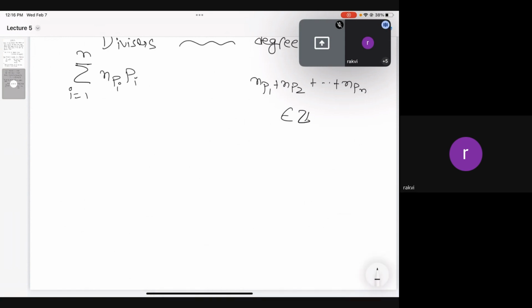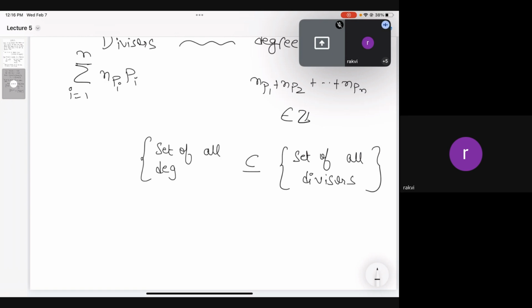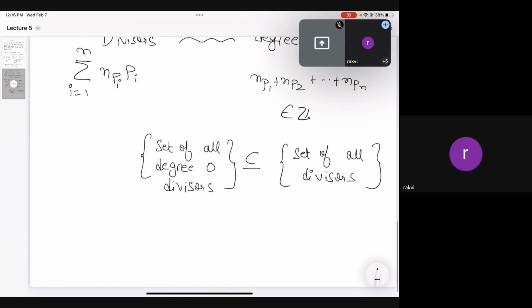Now I have this huge set of all divisors. Inside this, I have a smaller set of all degree 0 divisors. This is a subset by definition, but this is not just a subset. This is also a subgroup inside the set of all divisors.